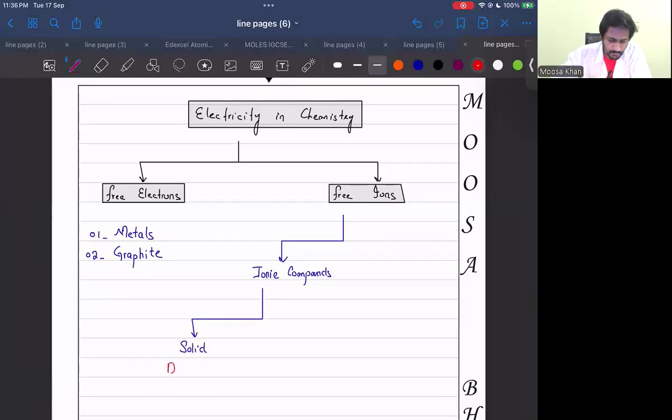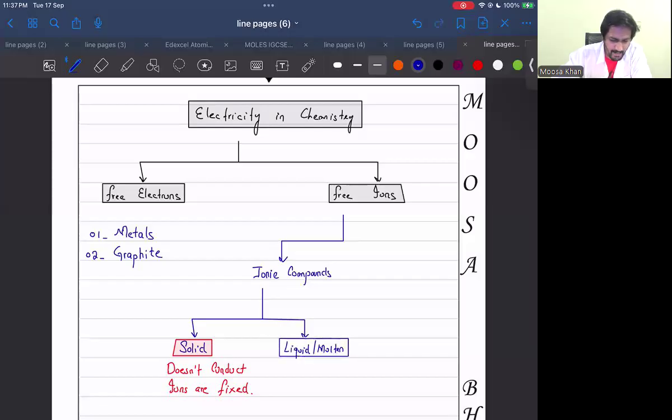No, it does not conduct electricity in solid state. The reason is that ions are not free to move, or ions are fixed, right? But an ionic compound does conduct electricity in liquid state. Liquid state is also known as molten state. It means when you melt an ionic compound, that state is known as liquid state or molten state.